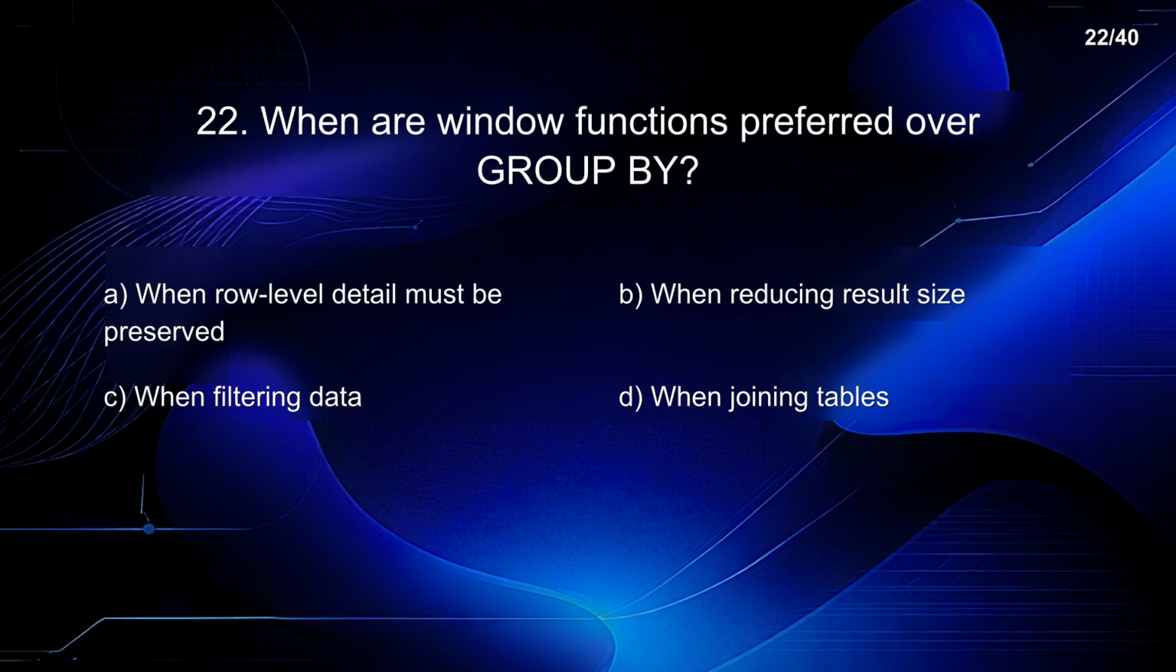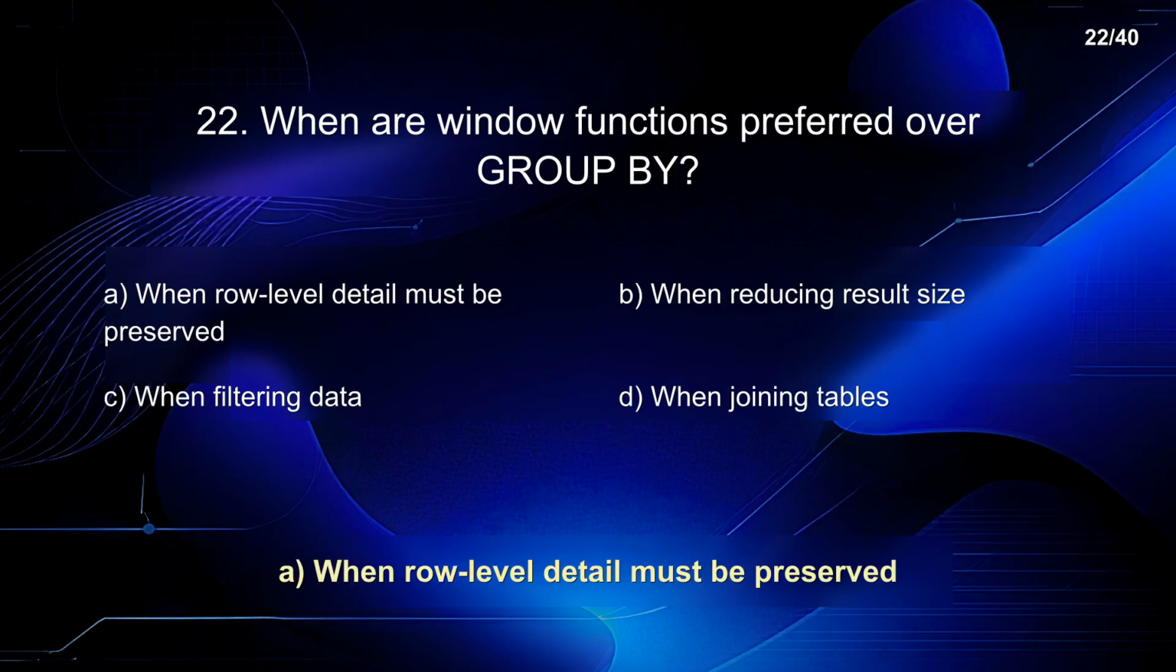22nd question. When are window functions preferred over group by? A. When row-level detail must be preserved. B. When reducing result size. C. When filtering data. D. When joining tables. Correct answer is A. When row-level detail must be preserved.